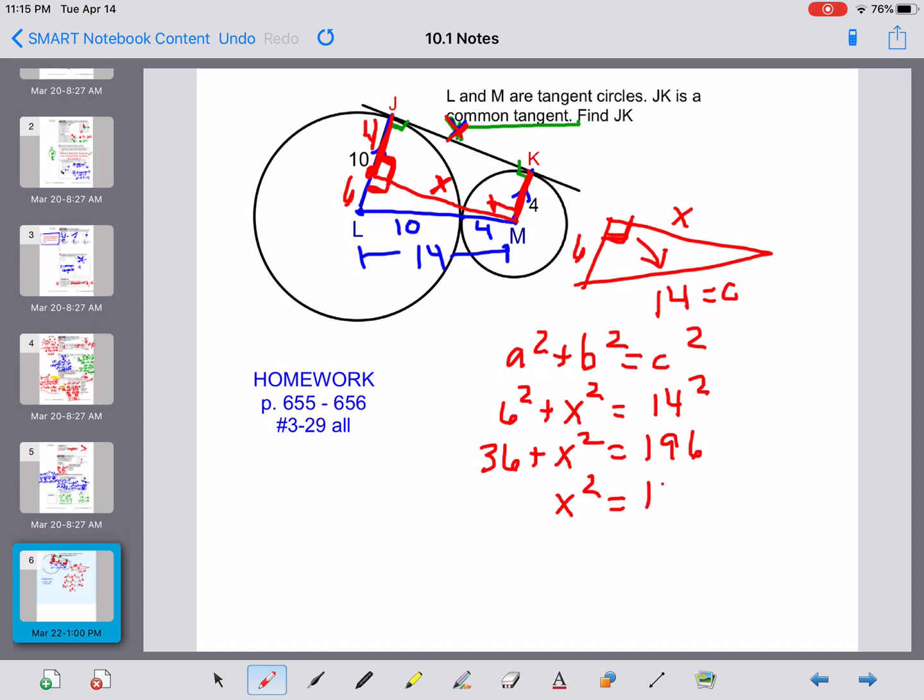My last and final job is to take a square root here. Just so we know, this is not a whole number. Square root of 160, a little calculator help on that, and I will get 12.6. So if my length on this side is 12.6, then J to K will also be 12.6.